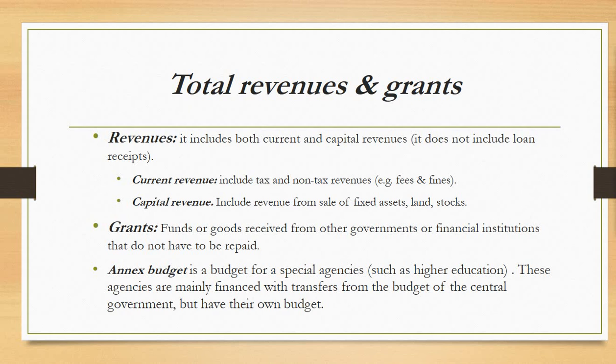Grants. Grants are funds received by the government, and they do not have to repay it back. And finally, annex budget. Annex budget is related to special agency. It's a part of the government budget, but it's related to special agencies such as higher education. Higher education is an agency that has its own budget, but it's a part of the overall budget of the government. So it can be written as annex budget, separated from the budget of the government itself.